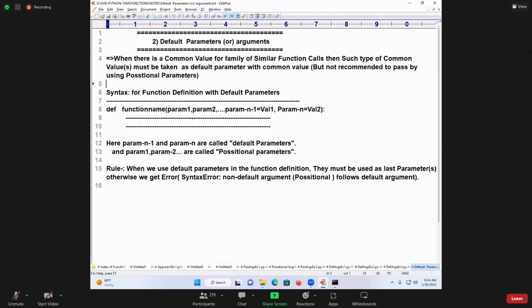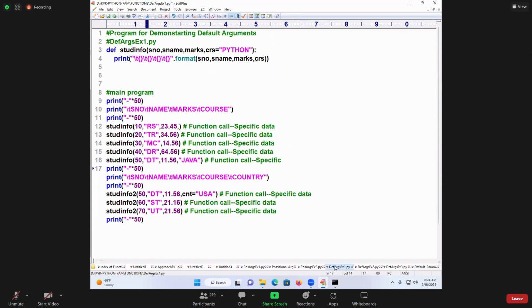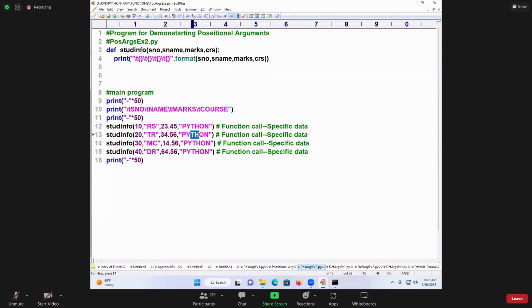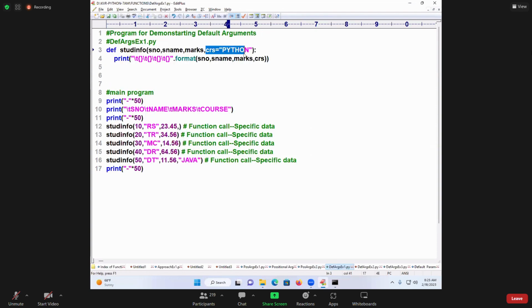What will happen if I pass by using positional arguments? I already showed you: is PVM carrying Python every time unnecessarily or not? That's why I will go for the default mechanism. Keep the duster in the school only. Don't carry it daily between your home and school, it's a heavy weight. So keep the common value in the function heading only. I'm not carrying it every time. Is that an advantage or not?